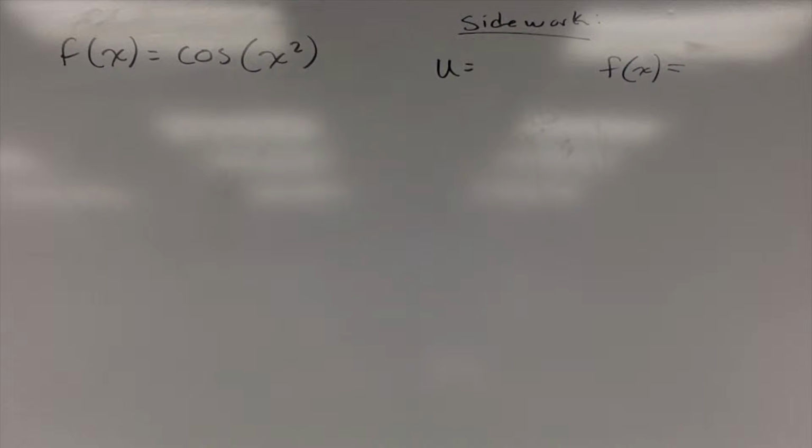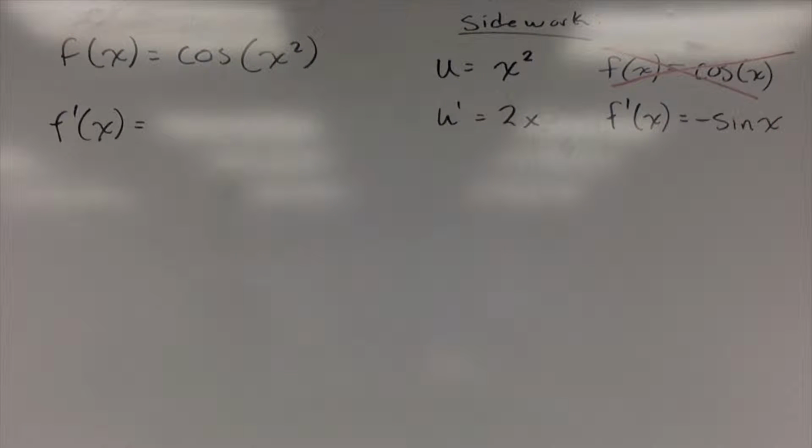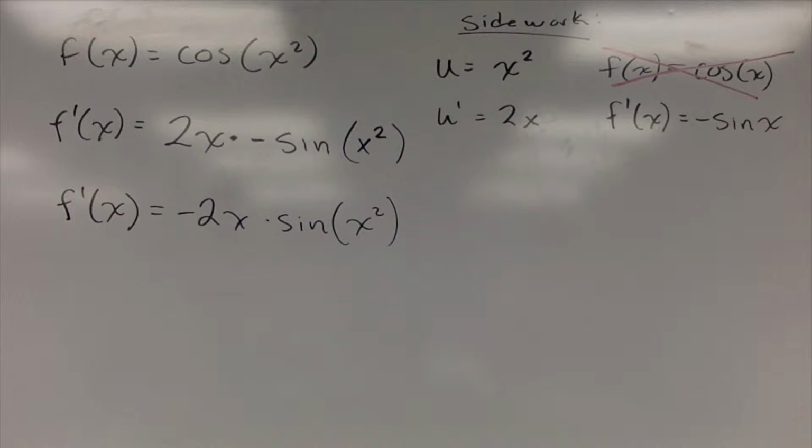First, let's identify u and f of x. Remember that u is the inner function, in this case x squared, and f of x is the outer function, in this case cosine of x. Now let's take their derivatives. Remember that in the chain rule the outer function is not used anymore. Now let's put our derivative back together. F prime of x equals 2x times negative sine of x squared. Cleaning it up, we get f prime of x equals negative 2x times sine of x squared.